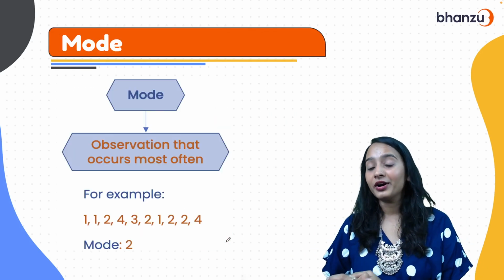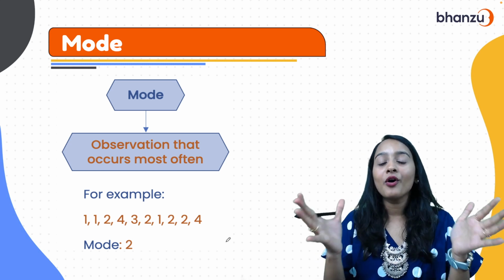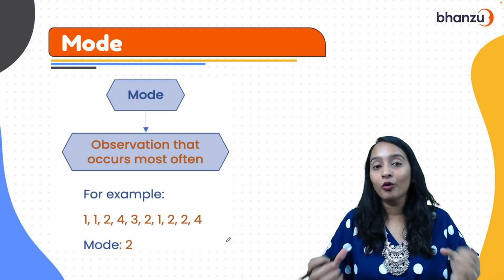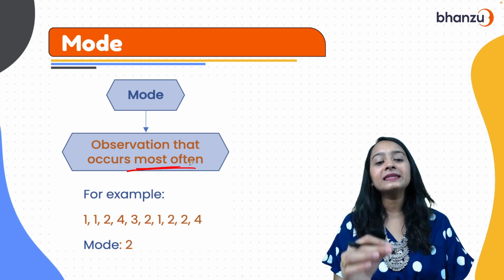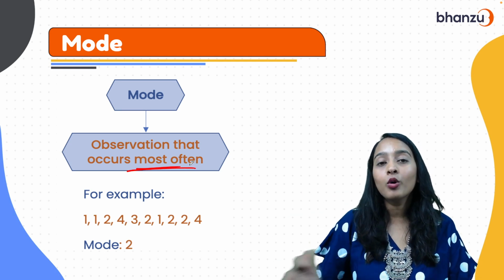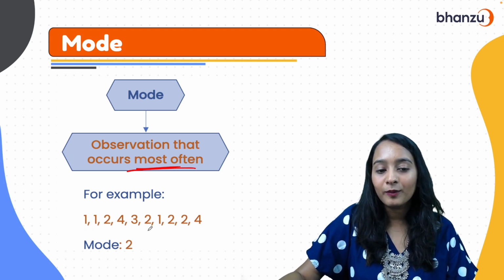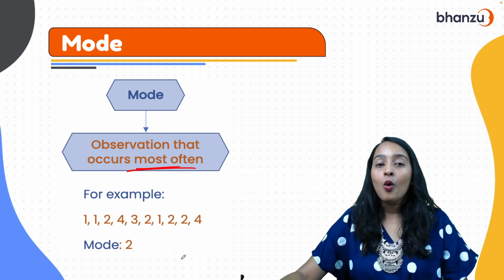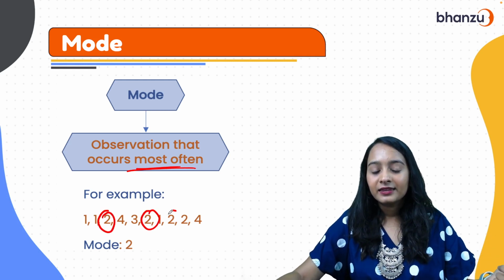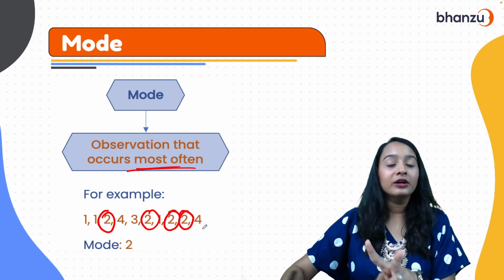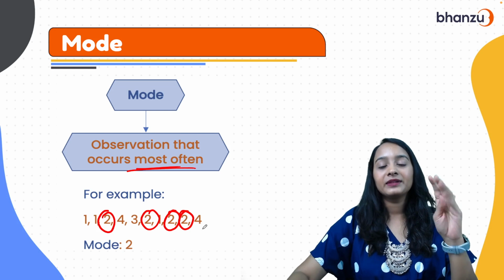Now let's move forward and talk about the third representative value, which is called the mode of the data. How do we find the mode of the data? The observation that occurs most often, the maximum number of times, is called the mode of the data. For example, in this data: 1, 1, 2, 4, 3, 2, 1, 2, 2, 4. What is the value which repeated itself the maximum number of times? Not 3, not 4. The value 2 repeated itself 4 times. So the mode of the data is 2.